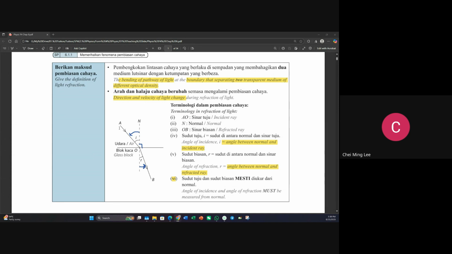Okay, so we have AO. AO is the incident ray, and then OB is the refracted ray. N is the normal line. Okay, and then i is the incident angle, while r is the refracted angle. And you see, the angle of incidence and angle of refraction, we need to measure from the normal line.